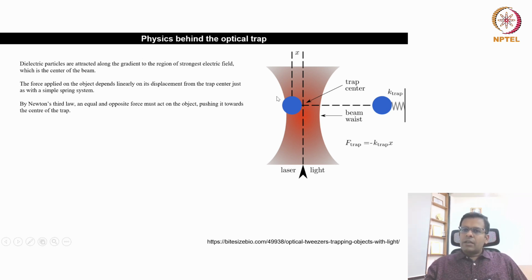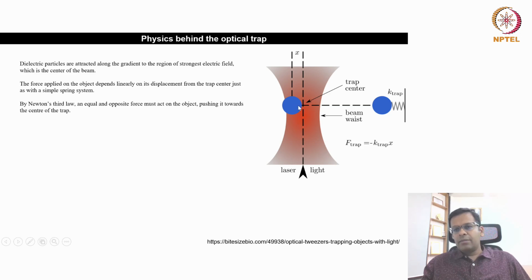So this bead is attracted towards the center of the laser beam. The force applied on the object depends linearly on its displacement from the trap center, just as with a simple spring system. So what it tells is that the force applied on the bead depends on how much the displacement of this bead is from the center of the laser beam.